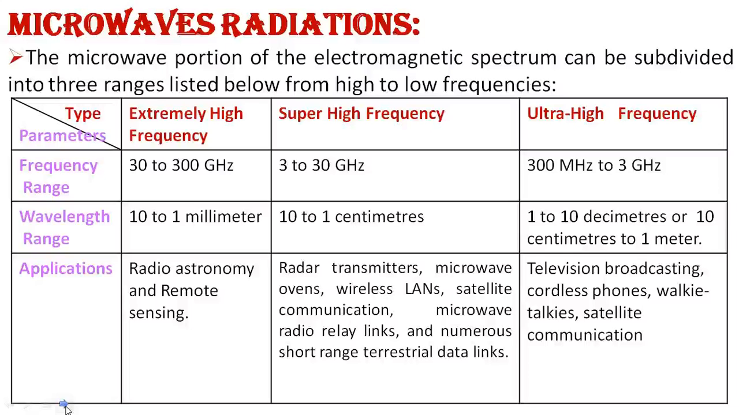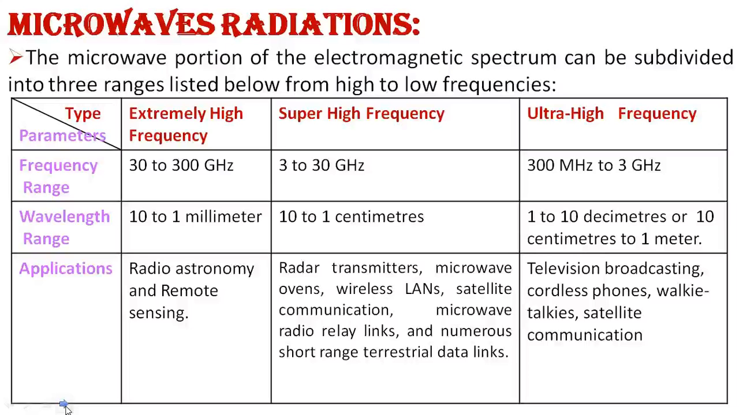So first one is the extremely high frequency. It is 3 to 300 gigahertz. Wavelength is 10 to 1 millimeter. Application: radio astronomy and remote sensing. Super high frequency: range 3 to 30 gigahertz, wavelength 10 to 1 centimeter. Application: radar transmitter, microwave ovens, wireless LAN, satellite communication, microwave radio, relay links, and numerous short-range terrestrial data links.